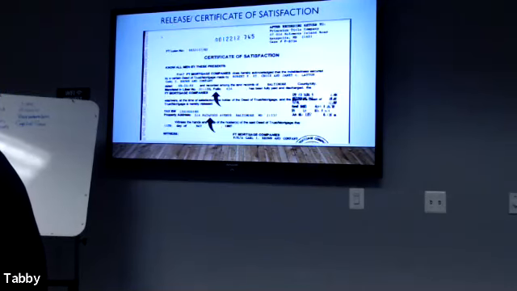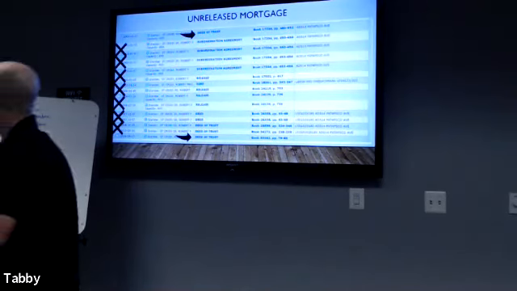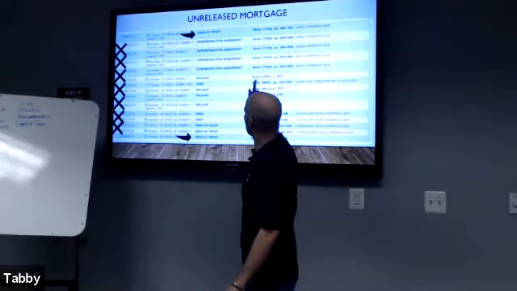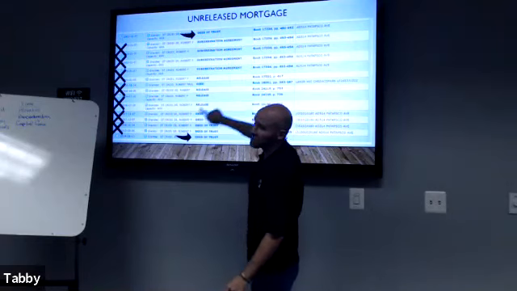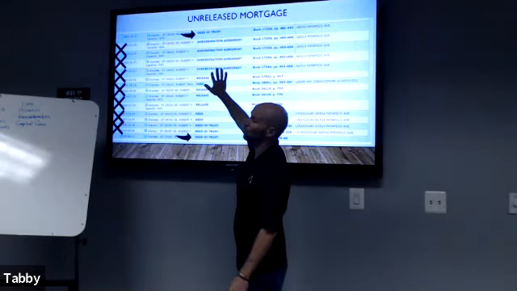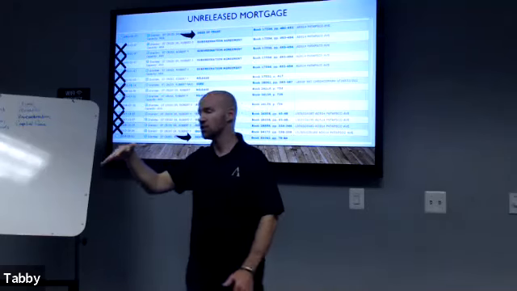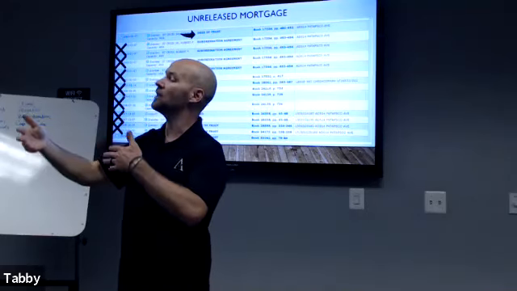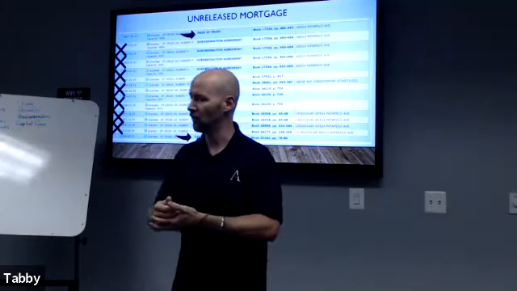The way releases work, when they're recorded, you'll see the property address and it'll reference a book and page. So we have to go back to the land records and check each book and page. Like this release applies to that deed of trust. This one applies to that. Sometimes you see a subordination agreement. A subordination agreement is when the person refinances and the second mortgage says, I'm going to stay on as a second mortgage. They're taking second position on the loan.